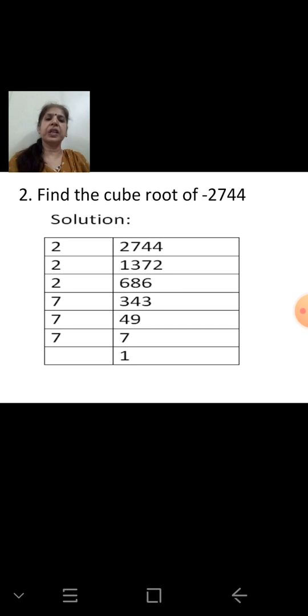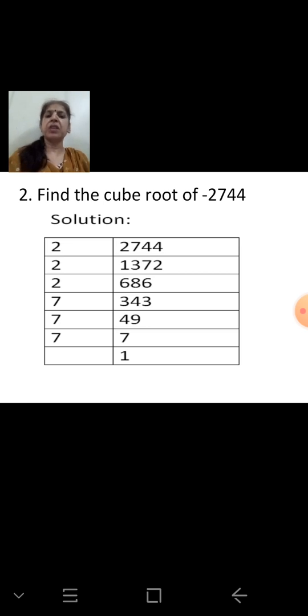We have to find the cube root of negative 2744. The number is negative. But we will be doing the same, the way we have done the previous sum. We have to find the factors of 2744. As the number is an even number, having 4 in the unit place, first divide by 2.